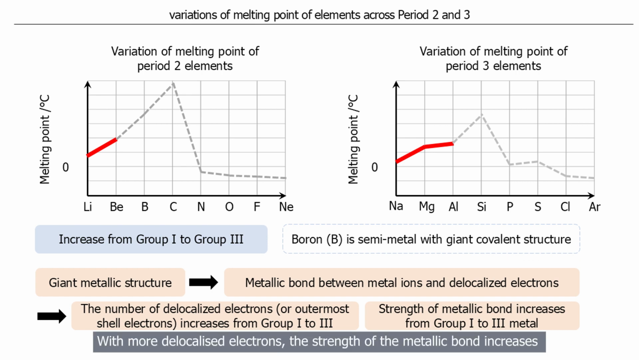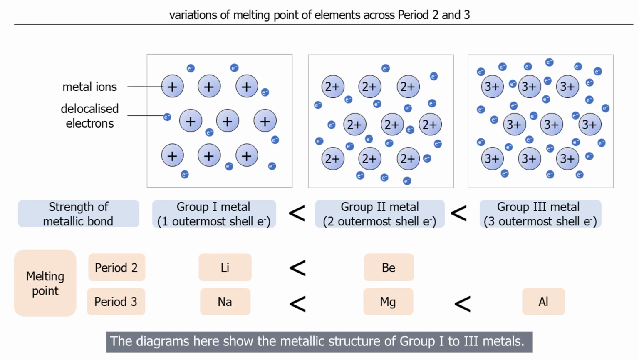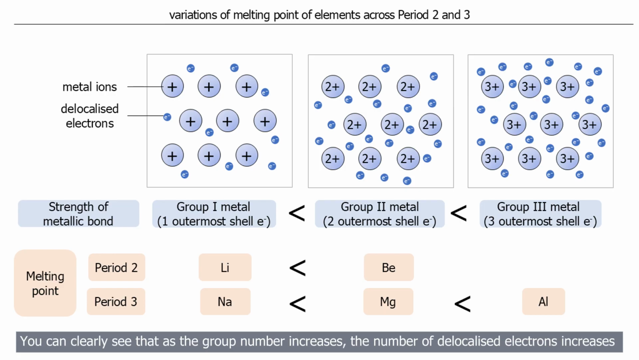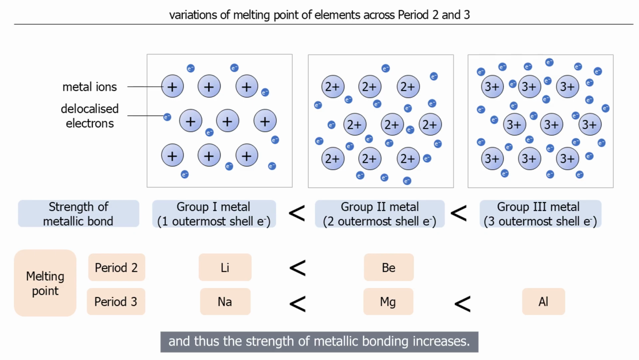With more delocalized electrons, the strength of the metallic bond increases as there is a stronger interaction between metal ions and a delocalized sea of electrons. The diagrams here show the metallic structure of group 1 to 3 metals. You can clearly see that as the group number increases, the number of delocalized electrons increases, and thus the strength of metallic bonding increases. Hence, in period 2, the melting point of beryllium is higher than that of lithium.